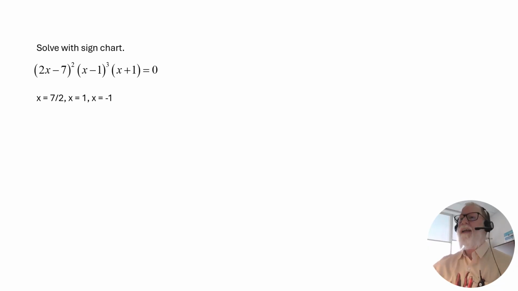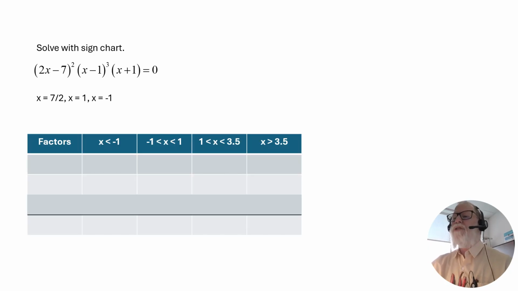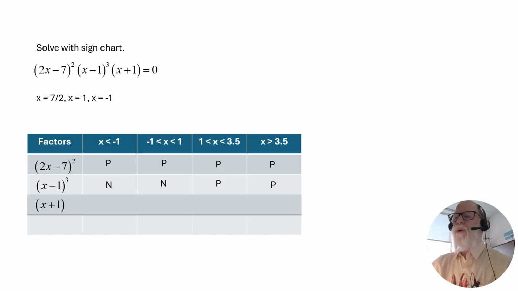Video's weird. Anyways, I'm distracted. So critical values right there. These also have multiplicity, so we do need to pay attention to that. So each of our factors, and then pick a test value and plug it in there.